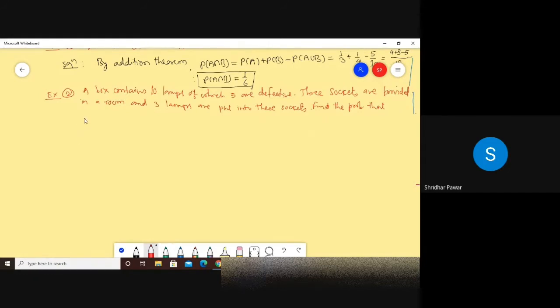number 1, the room is lit. The room is lit means light falls in the room, only 2 lamps are lit.